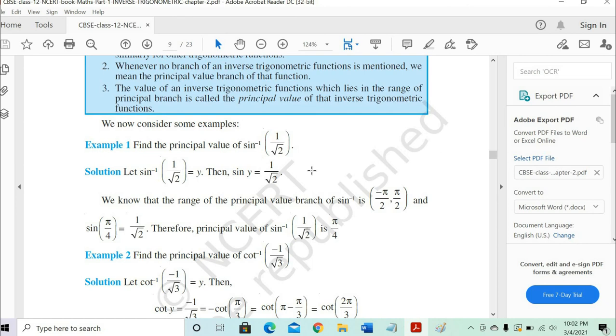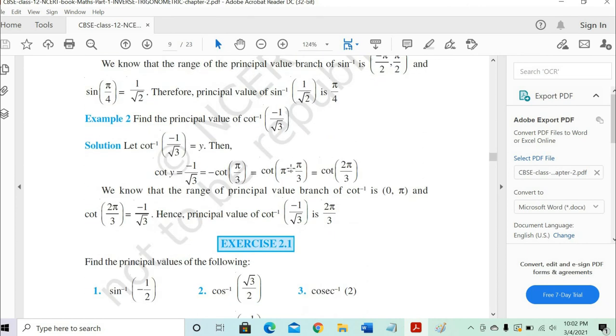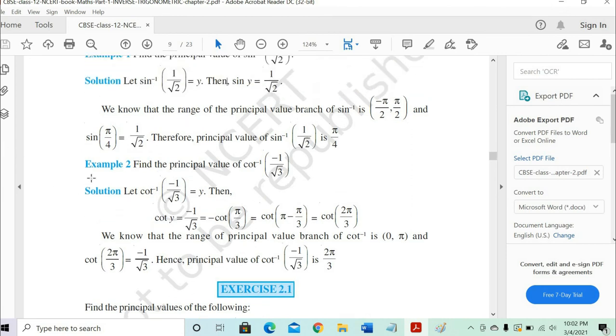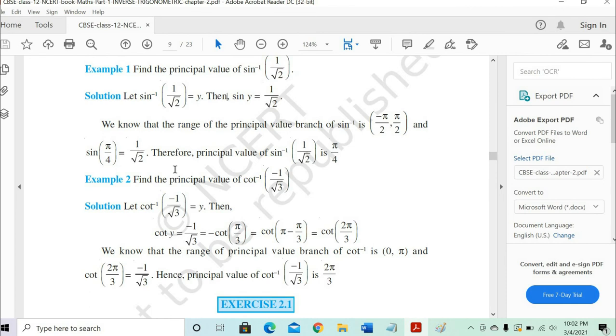Okay, sir. I can get it now. Any questions? Any doubts? No, sir. It's clear. Okay, do example 2 also now. Okay, sir. This one will be cot inverse of minus 1 by root 3, Vijay.